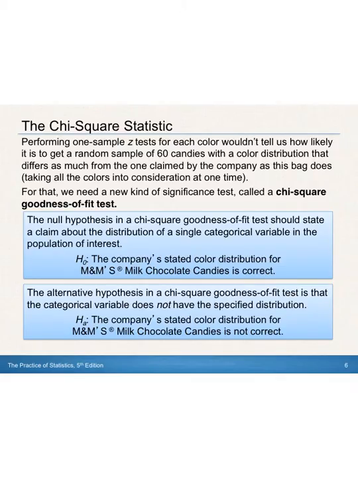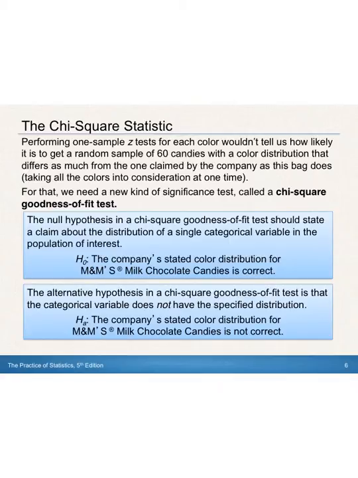So as I said, we don't want to take that one sample z-test for each color. It wouldn't tell us how likely it is that we would get a random sample of 60 candies with a color distribution that differs. So we have a new kind of significance test called the chi-square goodness of fit test. And it just basically says how far apart are the distributions between what we expect and what actually happens, or so expected minus observed, minus expected.